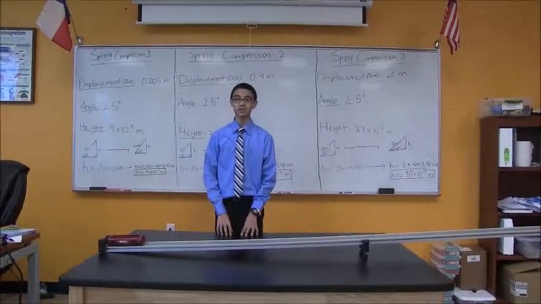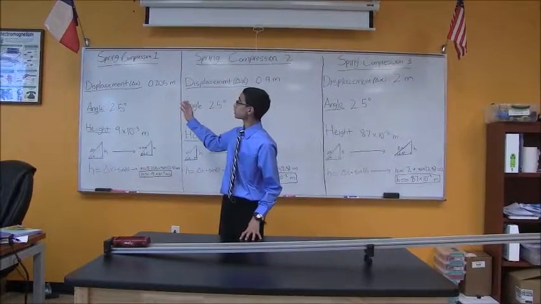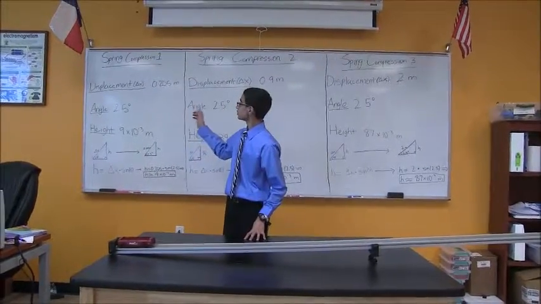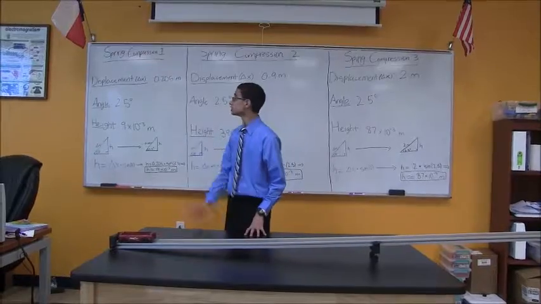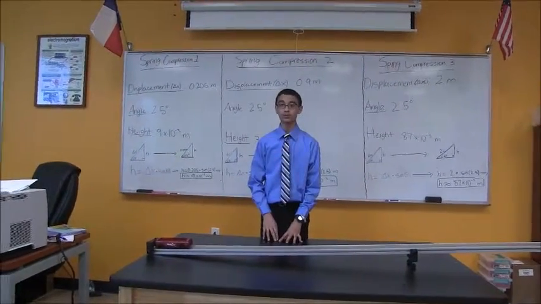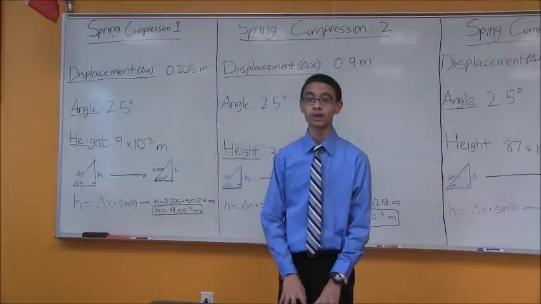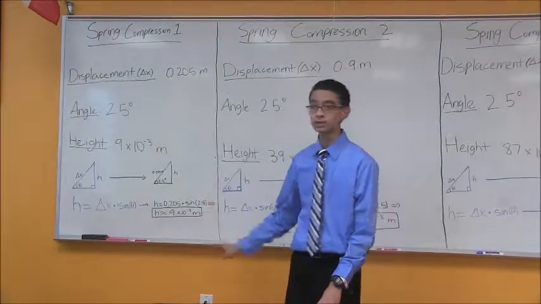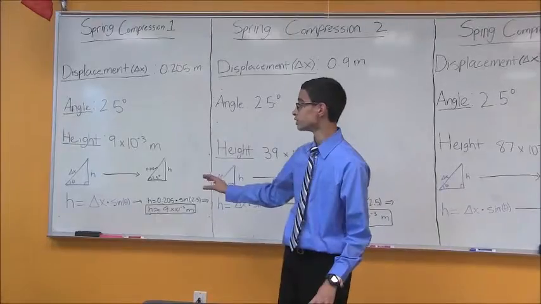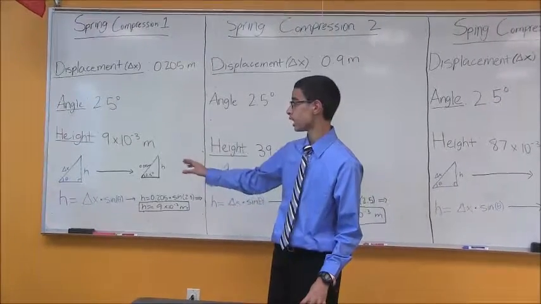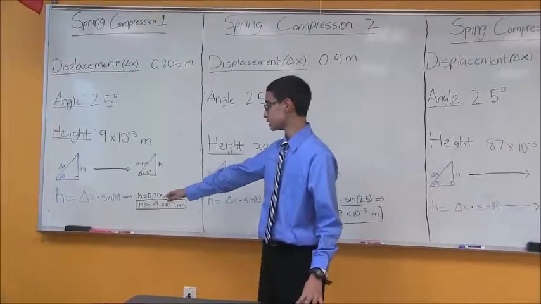So as you can see from my results, when the spring was compressed to 1 unit, the cart displaced 0.205 meters. The angle was kept constant at 2.5 degrees. The height to which it went was 9 times 10 to the power of negative 3 meters. The way I was able to calculate my height was by using the trigonometric relationship between height, displacement, and the angle, as you can see here.